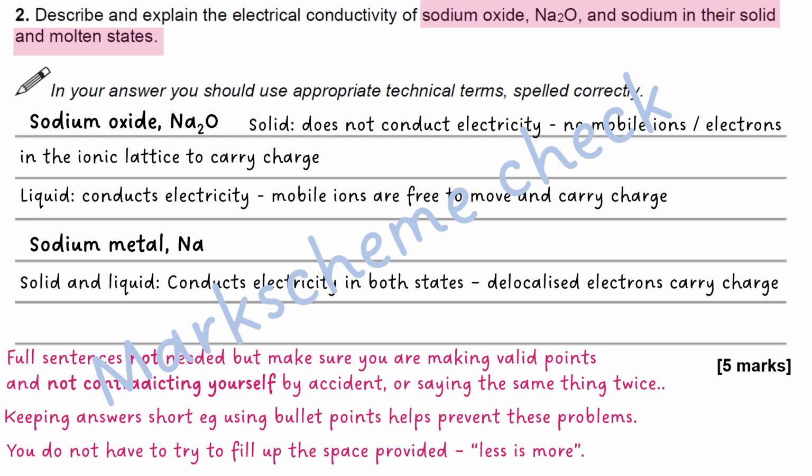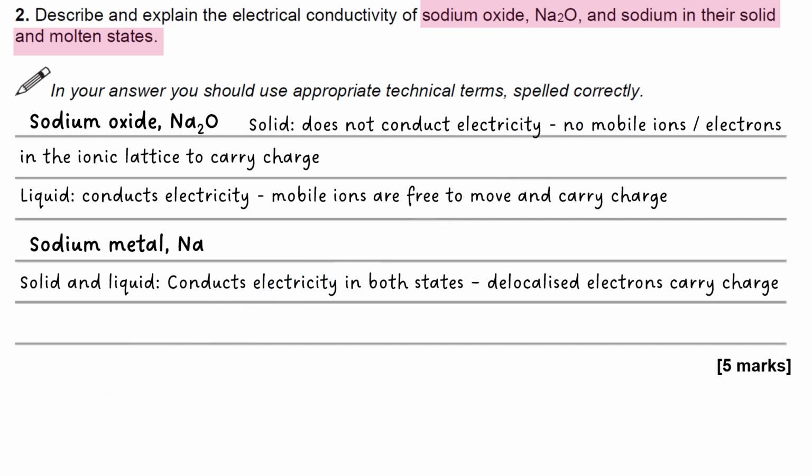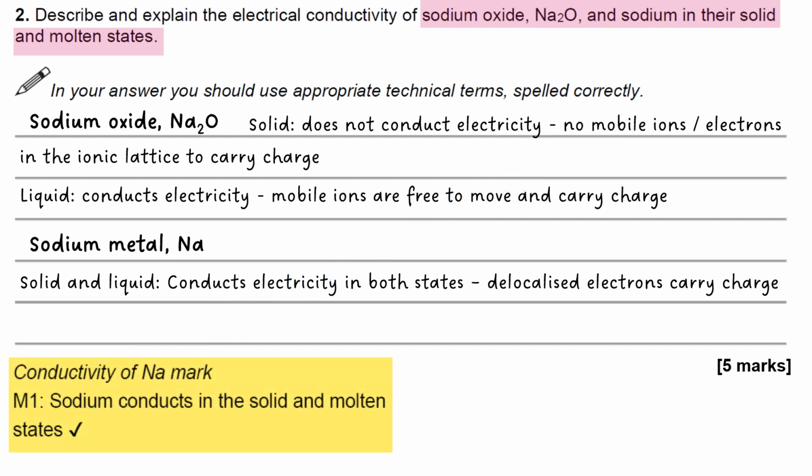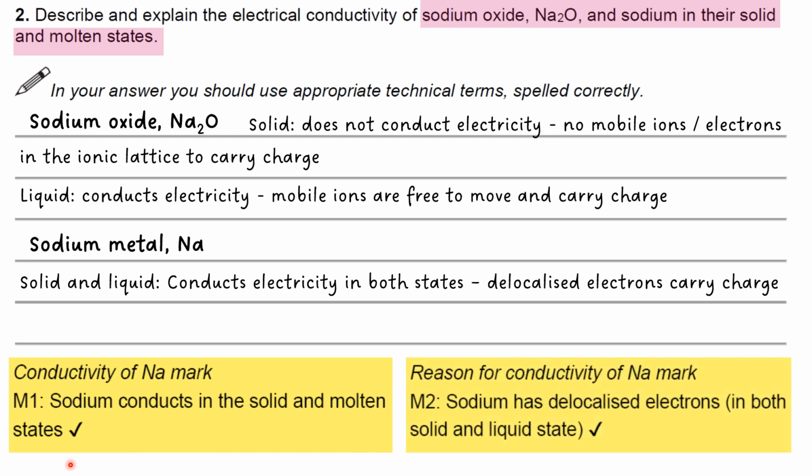So let's check what we've written against the mark scheme. The first mark is to do with conductivity of sodium. I'm going to get my highlighter and point to where I've got that mark. Sodium conducts in the molten and the solid form. It says here, conducts electricity in both states, solid and liquid. So that gets us that mark. The second mark is the reason for conductivity of sodium. It has delocalized electrons. I've mentioned that, so that gets me mark 2.